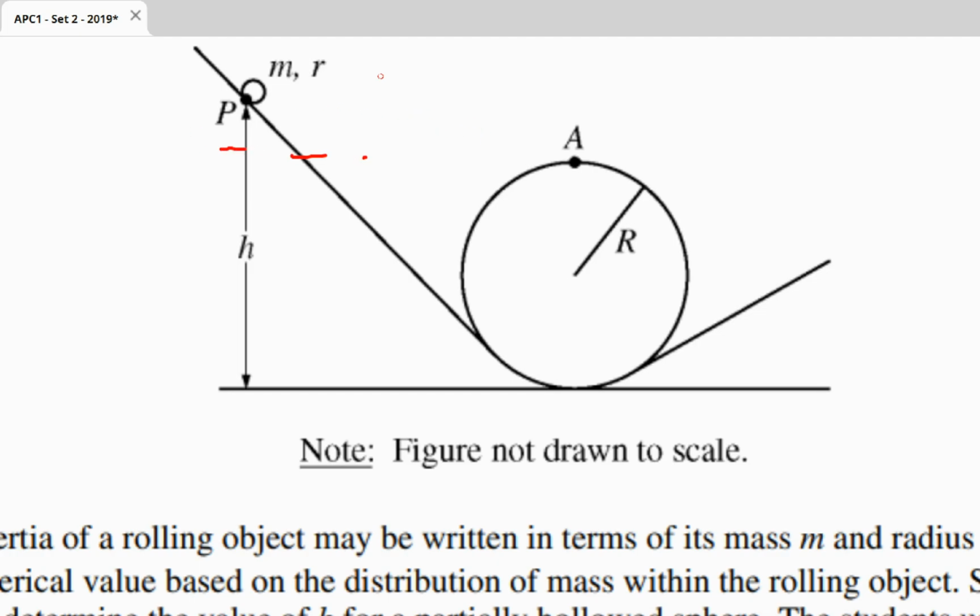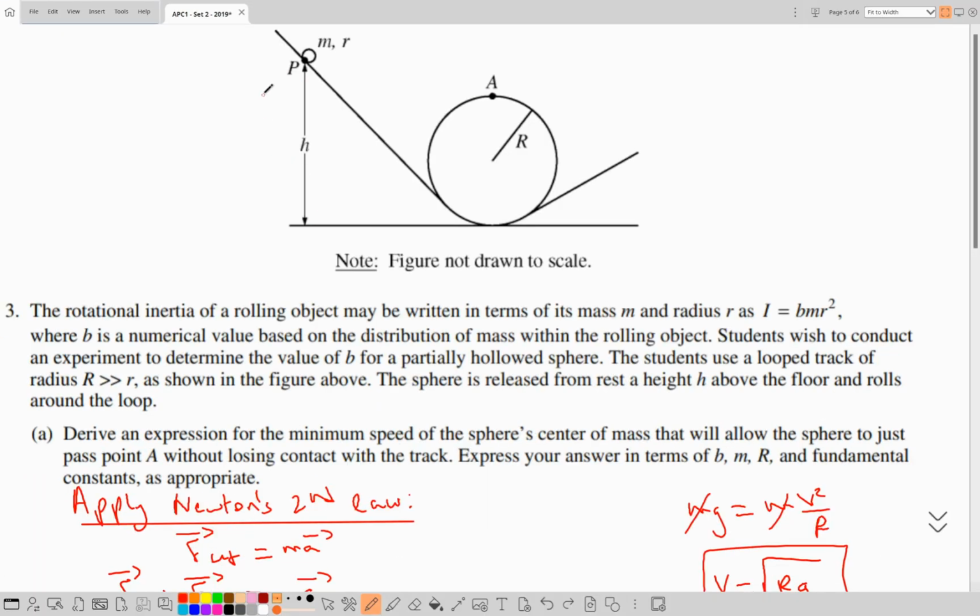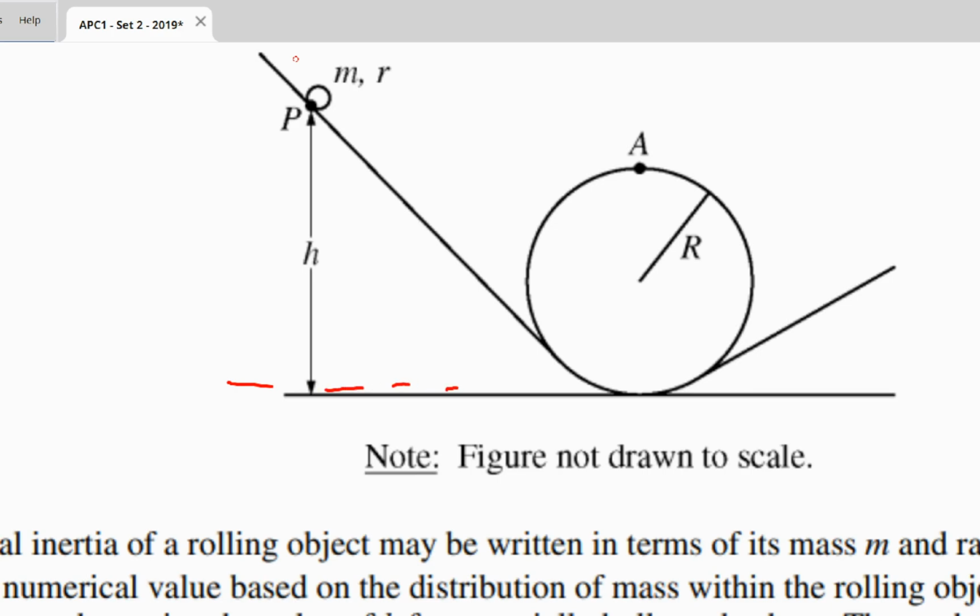If you think about it, it would be here, but here it would be challenging to include this height. So it's easier for us to take the PE level to be at the bottom level. But now we have the point B and the point A. At the point B, because it's released from rest, the initial kinetic energy would be 0. We have a gravitational potential energy.